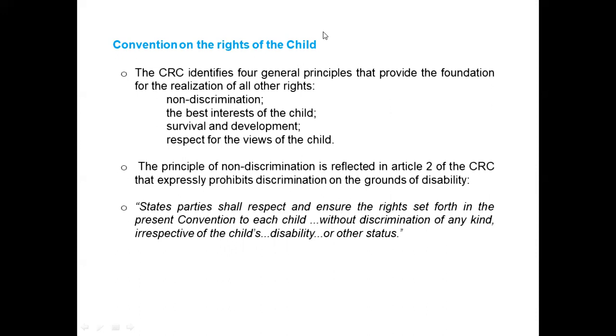Convention on the Rights of the Child. The CRC identified four general principles that provide the foundation for the realization of all other rights: non-discrimination, the best interest of the child, survival and development, and respect for the views of the child. The principle of non-discrimination is reflected in Article 2 of the CRC, which expressly prohibits discrimination on the grounds of disability.